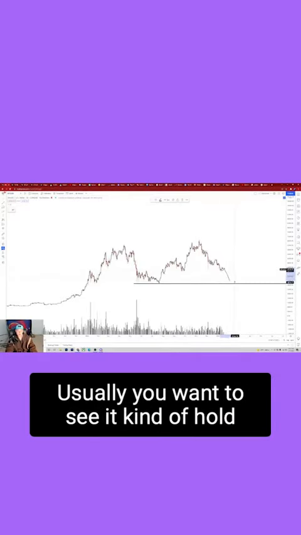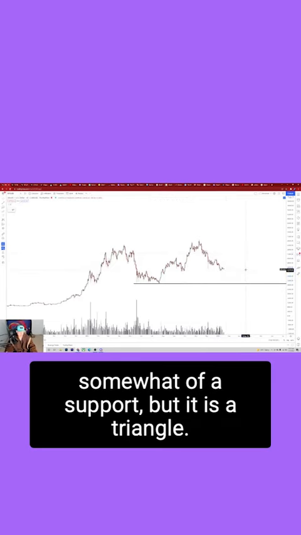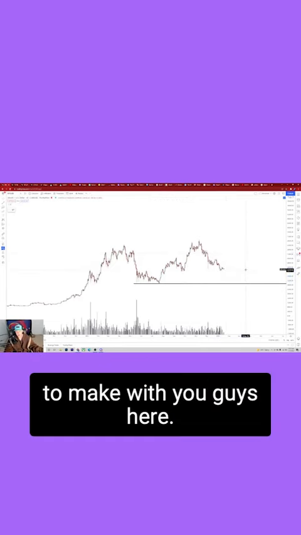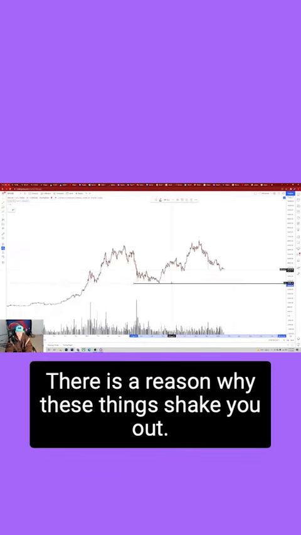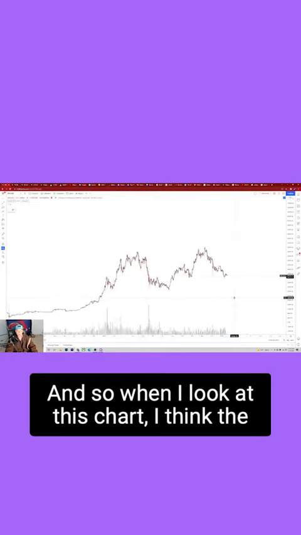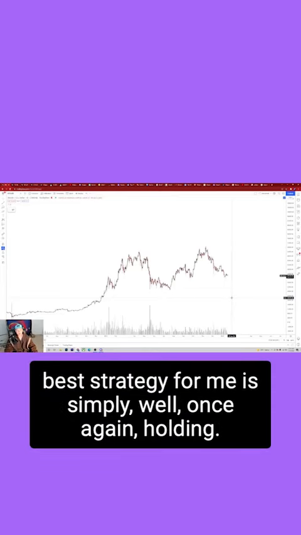Usually you'd want to see it kind of hold somewhat of a support, but it is a triangle. And so that's the point I'm trying to make with you guys here. It's going to be volatile. There is a reason why these things shake you out. And so when I look at this chart, I think the best strategy for me is simply, well, once again, holding. I mean, I'm going to be holding.